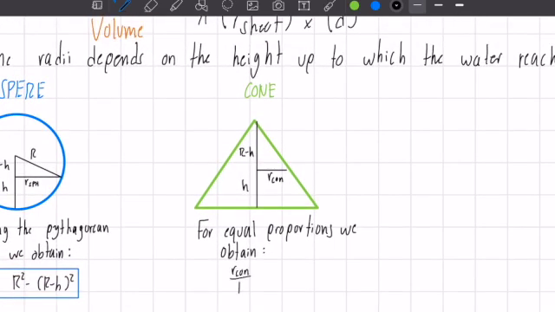Radius of a cone over r is equal to r minus h over r. From this we obtain the formula: radius of a cone is equal to r minus h.